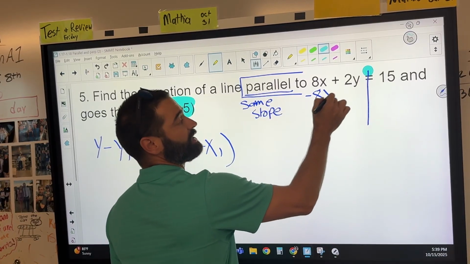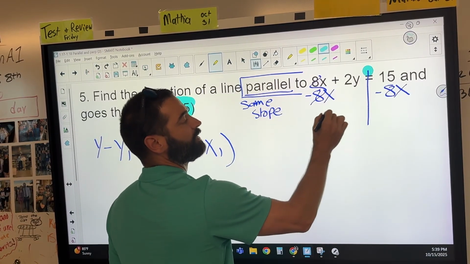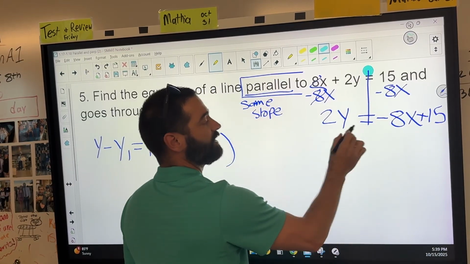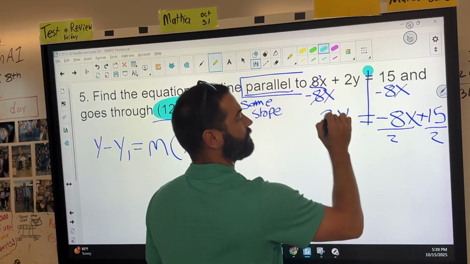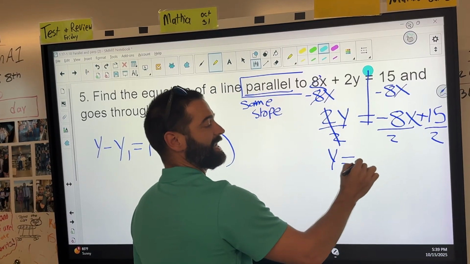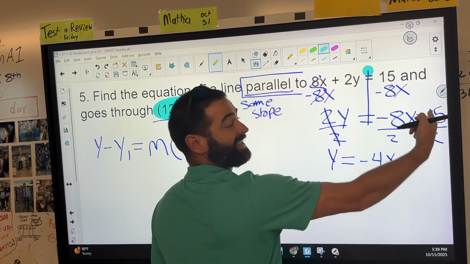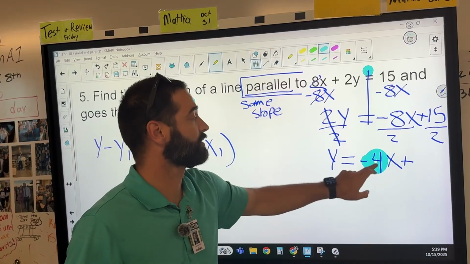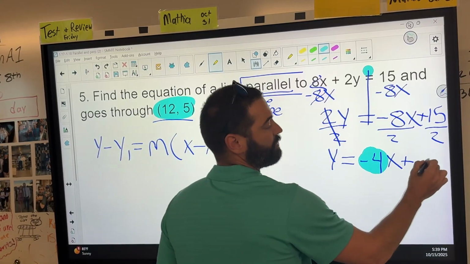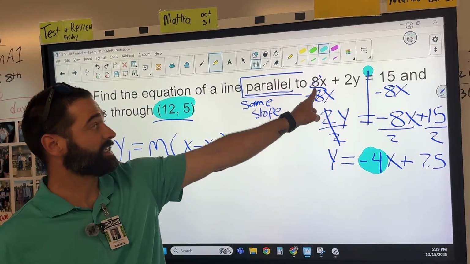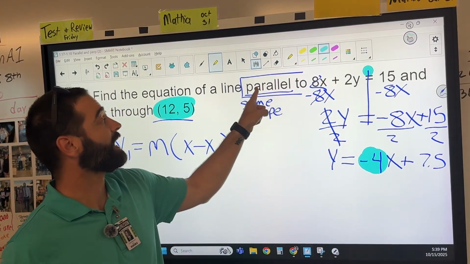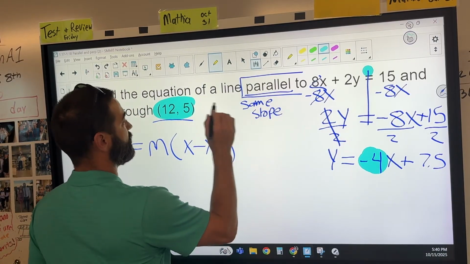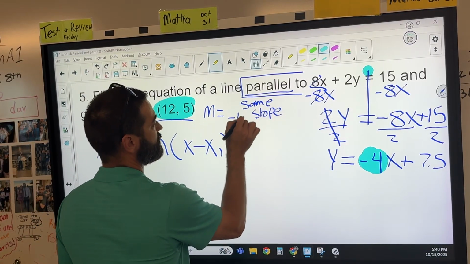So let's minus 8x from both sides. 2y equals negative 8x plus 15, and divide everything by 2. y equals negative 4x plus, this doesn't even matter because I don't need the y-intercept or even the full equation. I just need the slope. So that's really all I care about. That's 7.5, by the way. I don't care about that though. So this line has a slope of negative 4. Our line has to be parallel, which means same slope. So our line has to have a slope of negative 4. So m equals negative 4.